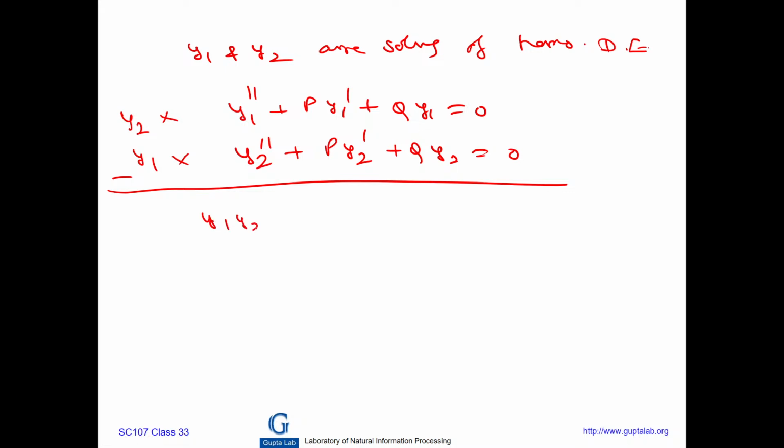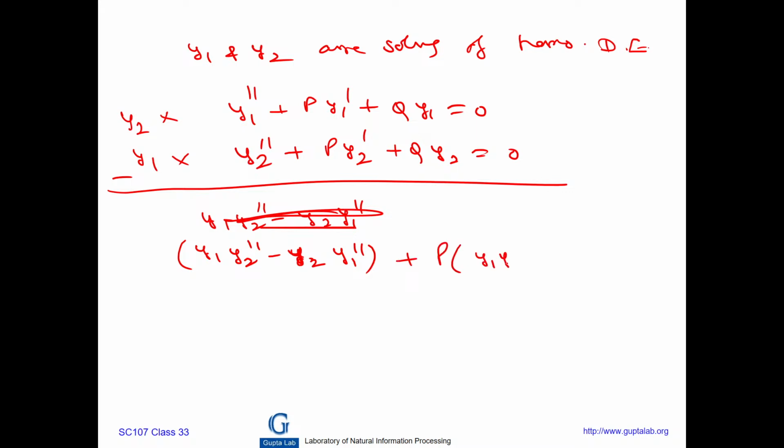y1 y2 double prime minus y2 y1 double prime, sorry, y1 y2 double prime minus y2 y1 double prime plus p times y1 y2 prime minus y2 y1 prime is equal to 0. पहली इक्वेशन को हमने y2 से गुणा किया, दूसरी इक्वेशन को y1 से गुणा किया और सब्ट्रैक्ट कर दिया, रीअरेंज कर लिया टर्म्स, वी विल गेट दिस, राइट?